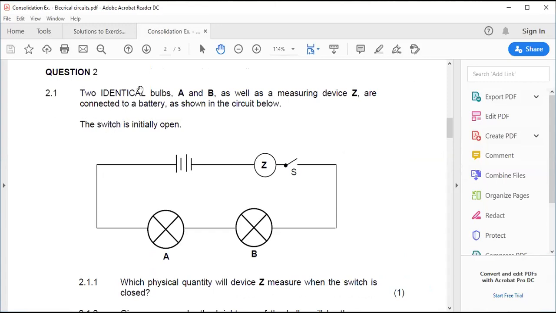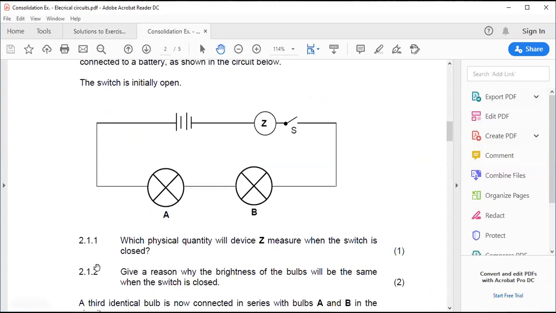2.1: two identical bulbs. Identical is written in bold letters so that you take note of that. Identical means they've got the same resistance. So A and B have got the same resistance, as well as a measuring device Z, and are connected to a battery as shown in the circuit below. The switch is initially open. So we start with an open switch.